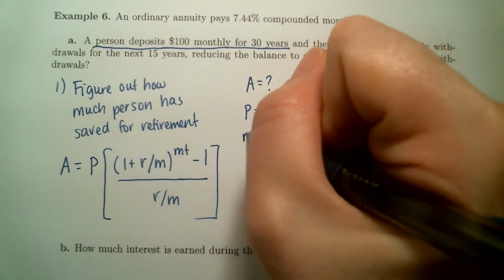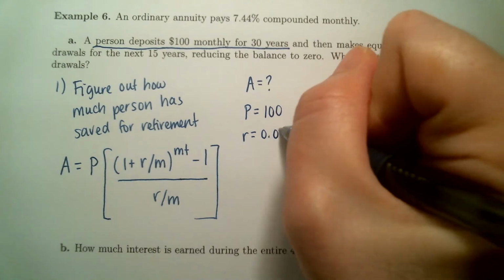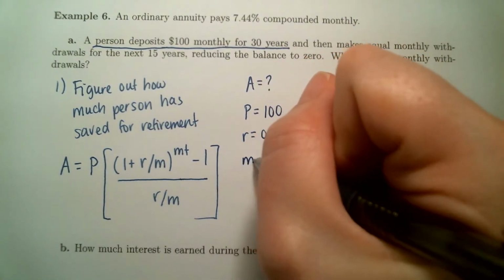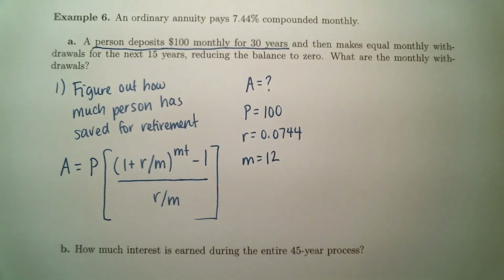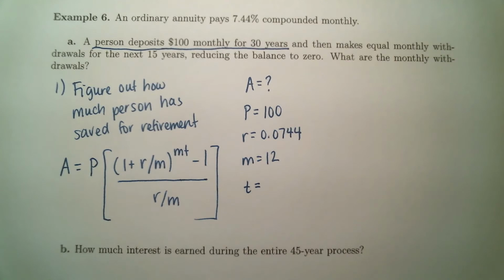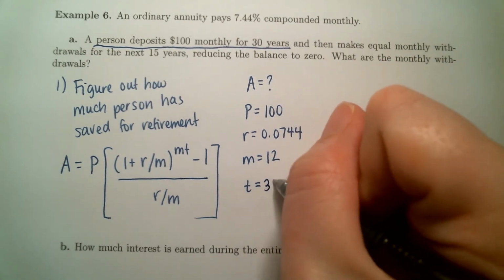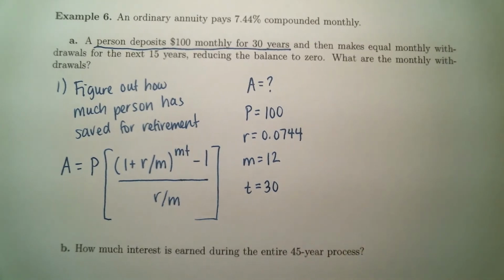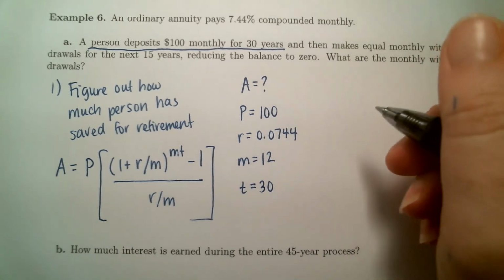R, the interest rate, is 0.0744. You need all the digits there. M is 12, because the interest is compounded monthly, and that coincides with how often the person is making deposits. And time is 30 years, so it's going to be a 30-year process of saving money. We can go ahead and plug everything in, and we'll get the account balance for this person's retirement account.